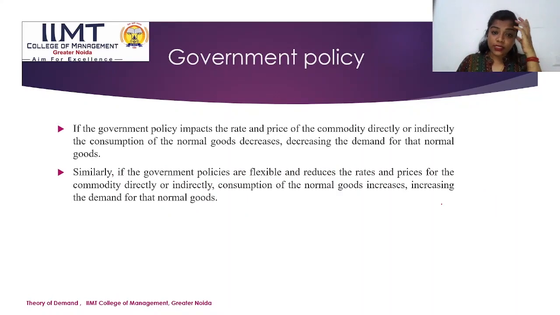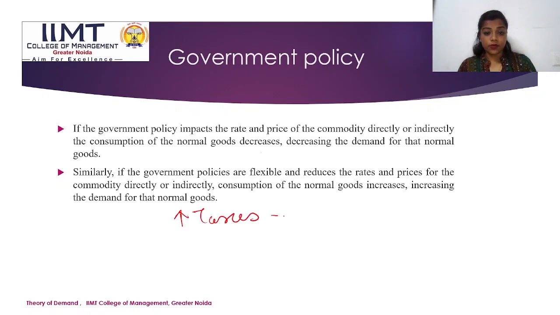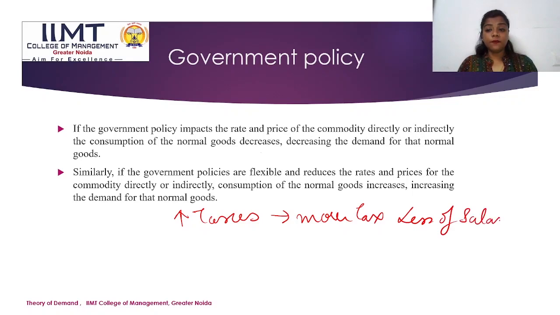Moving on to the government policy. The government policy directly or indirectly affects demand, right? If the policy changes, if the government policy impacts the rate and price of the commodity directly or indirectly, the consumption of the normal goods decreases, right? If the government has increased the tax, now I will be paying more tax. Less of the salary will be left with me. So the demand will decrease, right?